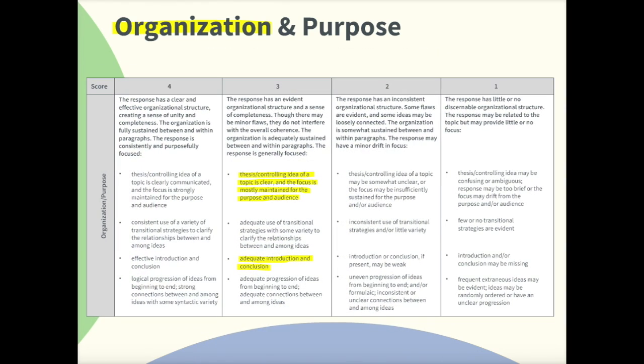I've got enough evidence now to score the organization part of the first scoring dimension. For transitional strategies, I will highlight the level 4 descriptor, consistent use of a variety of transitional strategies to clarify the relationships between and among ideas. For the last indicator, I've highlighted the level 3 descriptor.